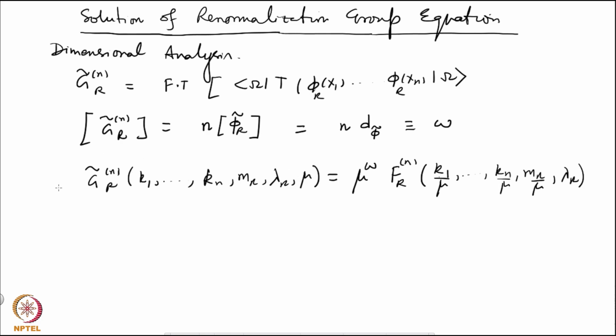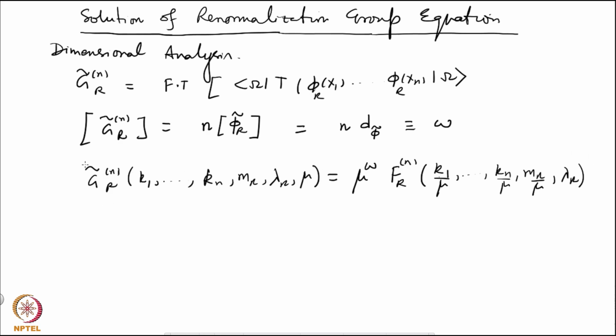So take that Green's function. Wherever you have ki's, divide by mu. Wherever you have mr, divide by mu. Wherever you have mu, divide by mu. That thing you get is this object fn r of these ratios. Clearly there is no other mu written here because mu over mu is 1. So fn r is completely dimensionless, because you have constructed it out of objects that are dimensionless. There is no way fn r can be dimensionful.